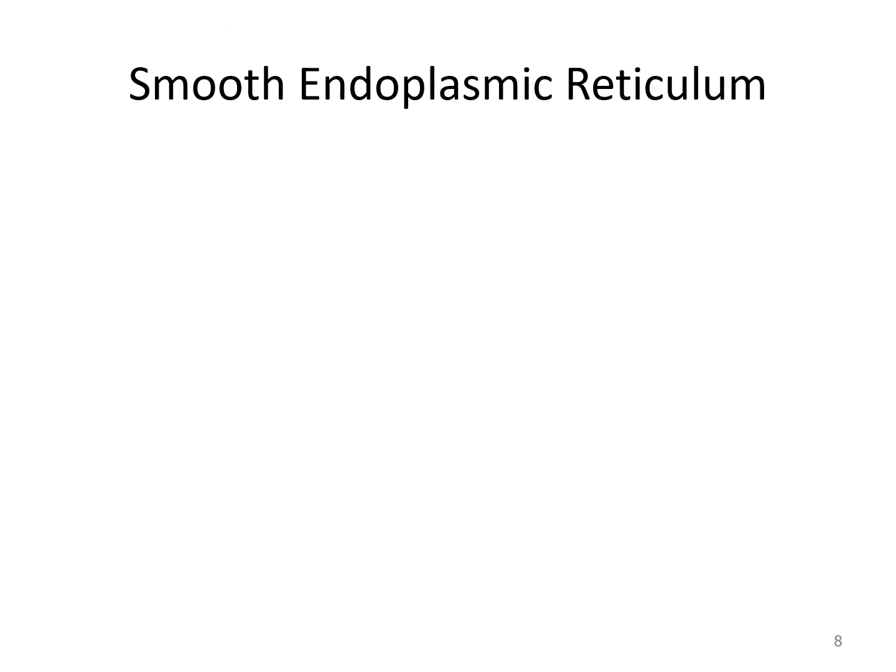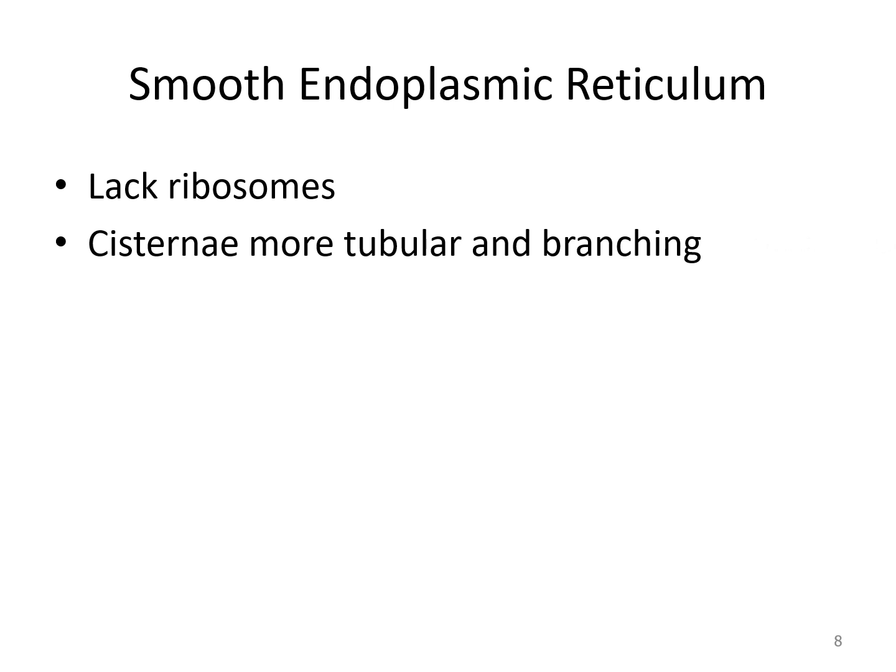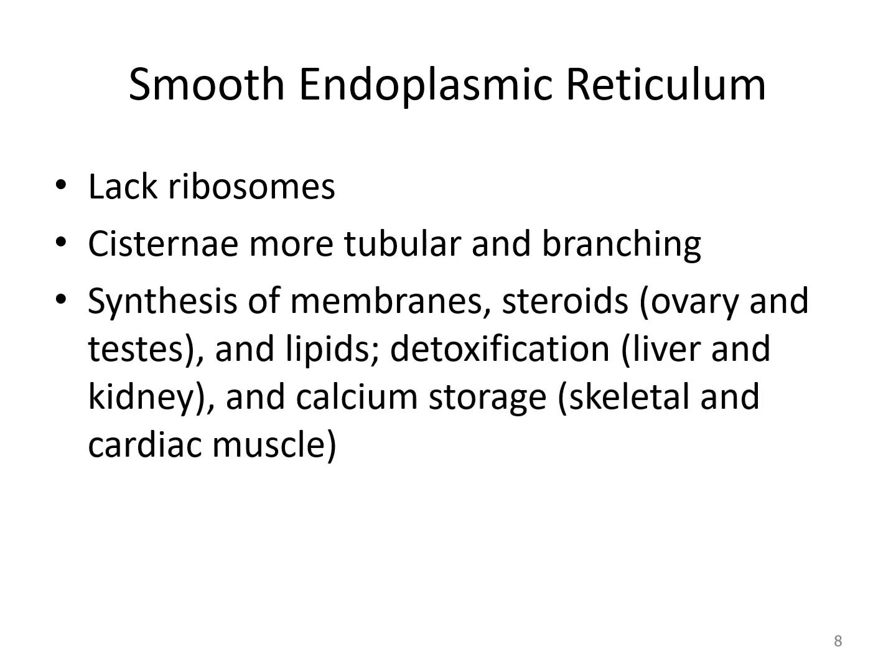Okay, the smooth endoplasmic reticulum. This again is continuous with the rough ER and the nuclear envelope. Very similar, except it lacks ribosomes. That's why it's called smooth endoplasmic reticulum. The cisternae are more tubular and branching than what we see in the rough ER. And what the smooth ER does is it synthesizes membranes, steroids for the reproductive system, for example.